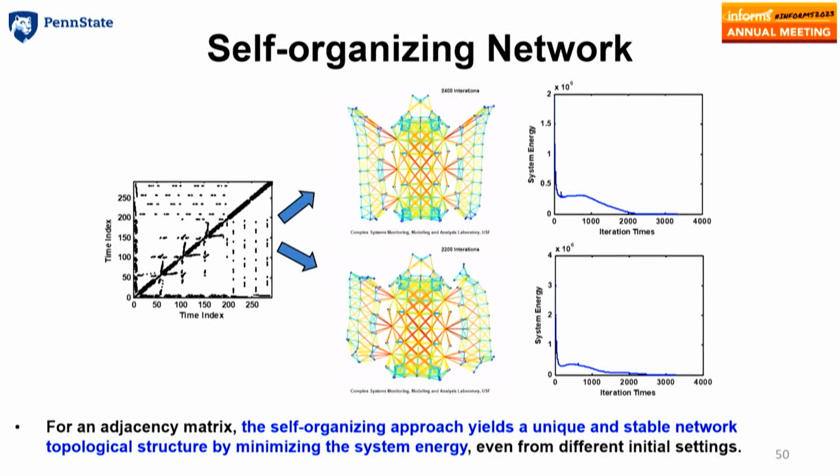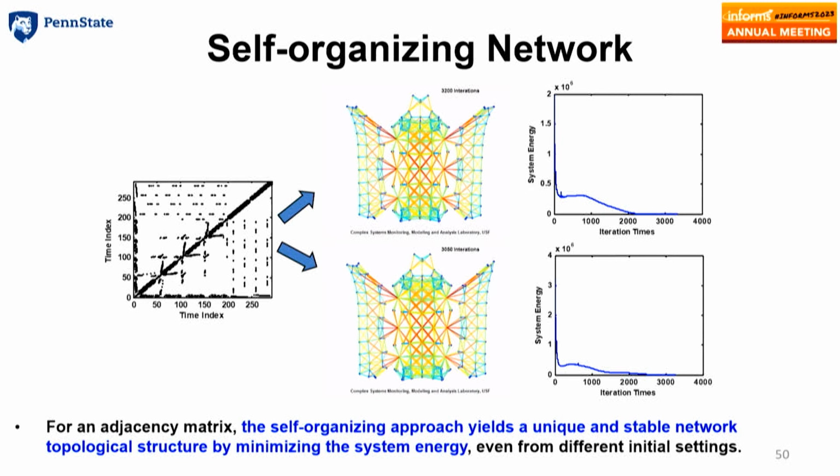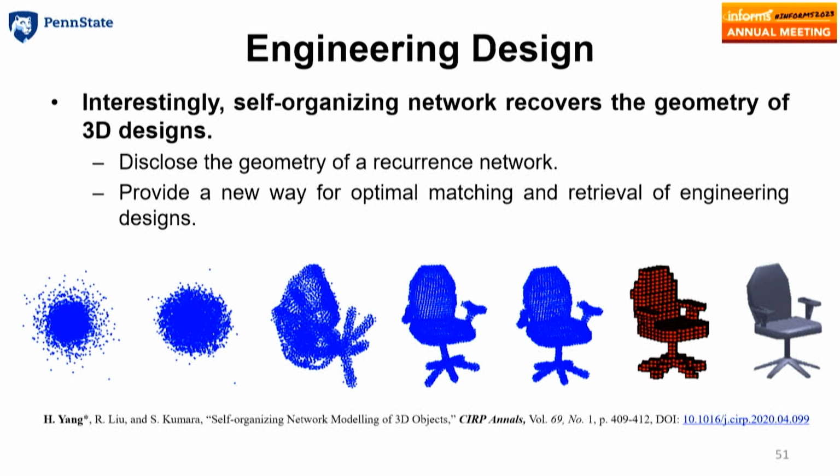As we can see, we approximately reach this plateau phase, and this adjacency matrix gave us a very interesting butterfly shape from two different initial conditions. So that means we could do it, right? Now, how could we use this in engineering design?